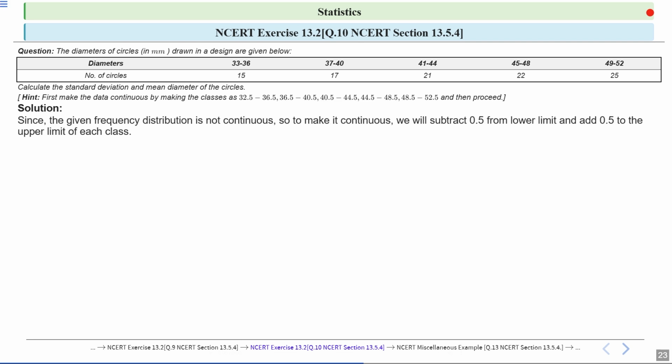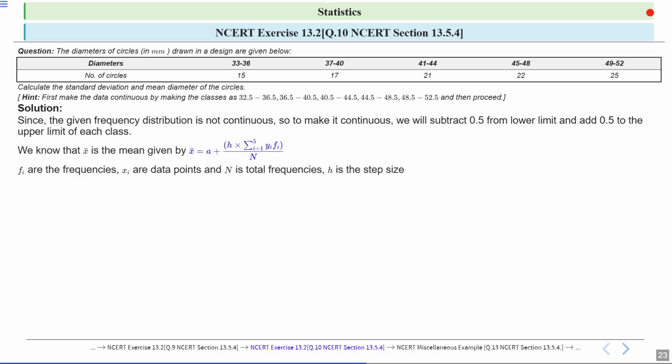So first of all, let's look at a statistics problem where we group data. We are given the diameters of circles in a design, grouped into classes like 33 to 36, 37 to 40 and so on, along with the number of circles in each group. And our goal is to calculate both the mean diameter and the standard deviation.